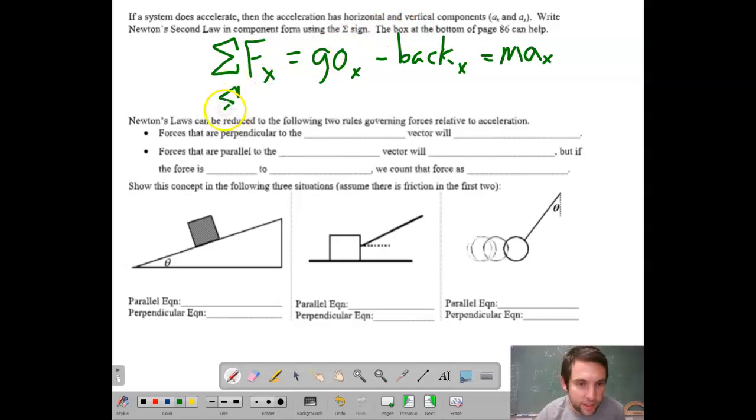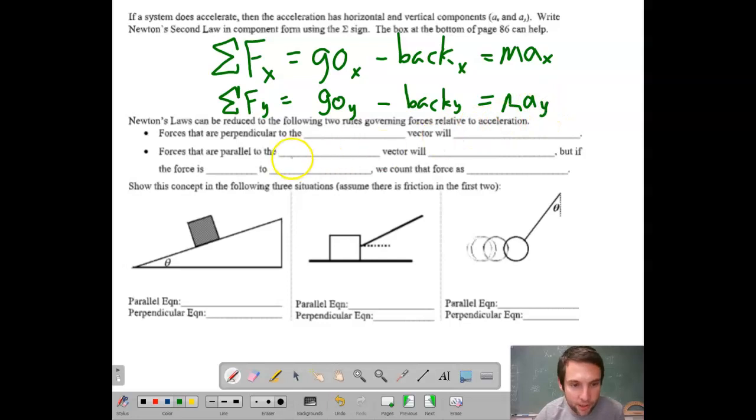For the net force in the y direction, stuff that makes it go in the y direction minus stuff that holds it back in the y direction equals mass times acceleration in the y direction. Newton's laws can be reduced to the following two rules.